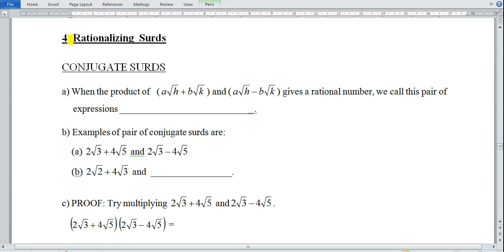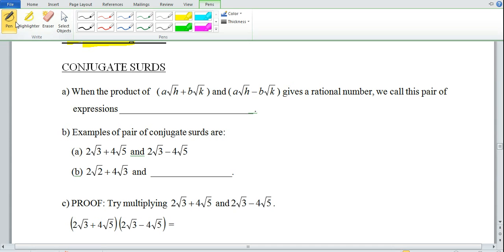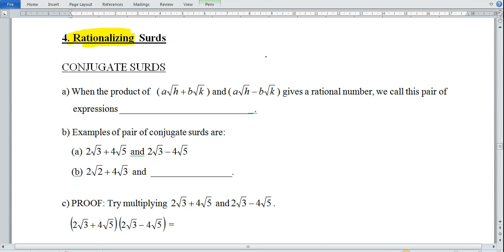Later we will go deeper into what rationalizing is, but before we can rationalize a surd, you have to first learn what conjugate surds are. When two brackets have the same terms, but there is a difference in the sign, we will call them conjugate surds.